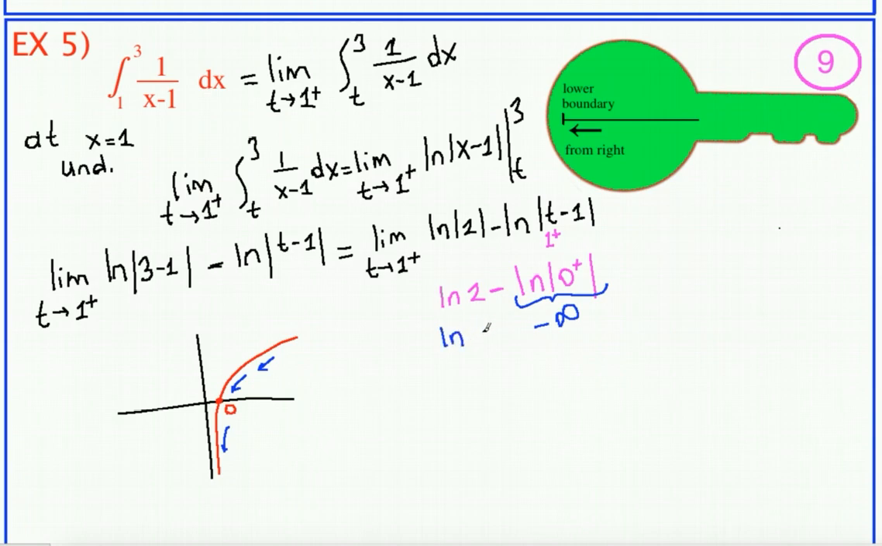We have ln of 2 minus infinity. So this will be equal to, ln of 2 is an insignificant value compared to negative infinity here. So any value minus negative infinity will be positive infinity. So here our answer is positive infinity. So our integral is divergent.